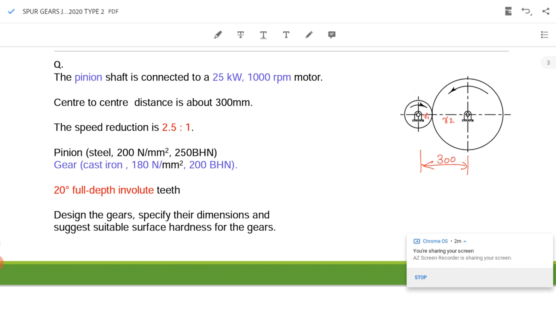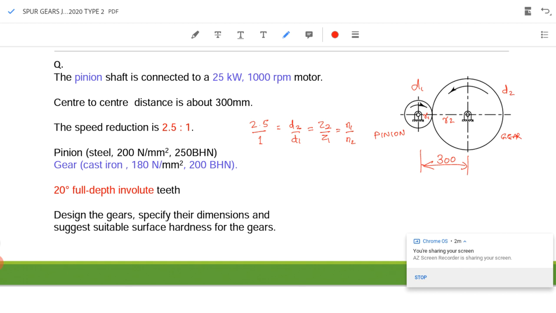So in terms of diameter, the diameter is denoted by D1 for the pinion and D2 for the gear. I can write 2.5/1 equal to D2/D1 equal to Z2/Z1 equal to N1/N2, where N1 and N2 are the speeds.